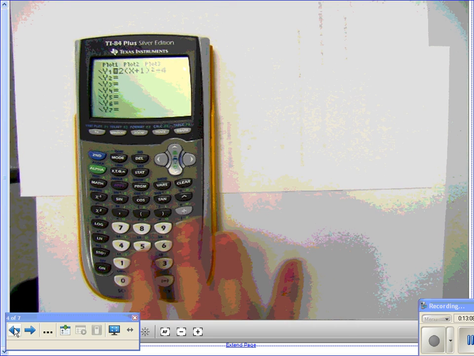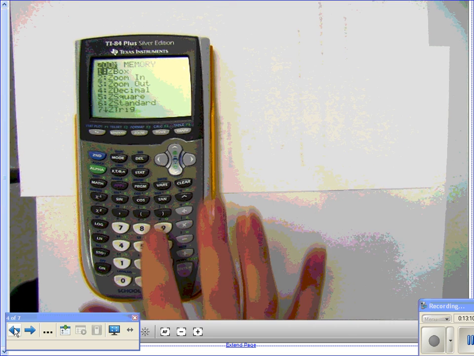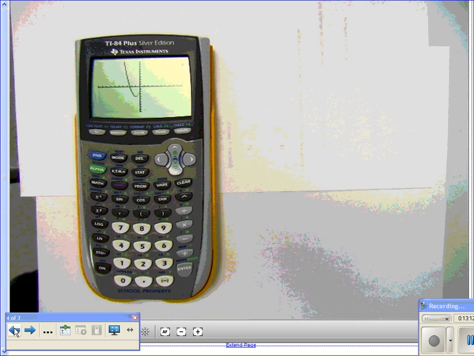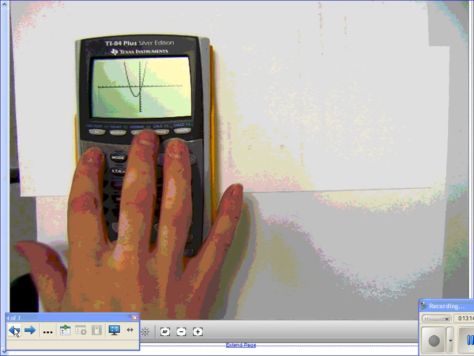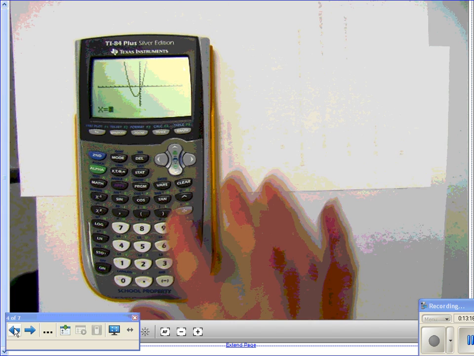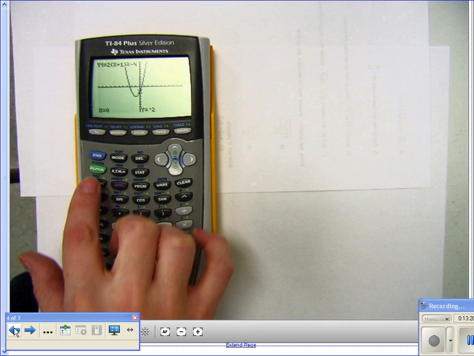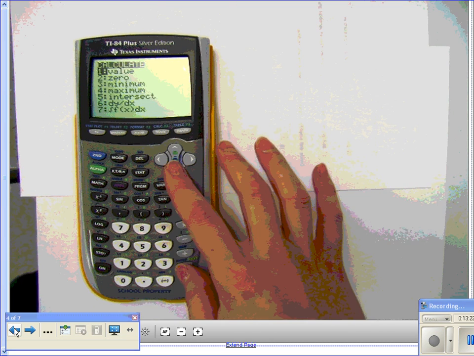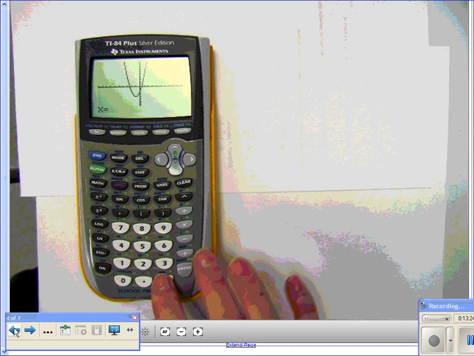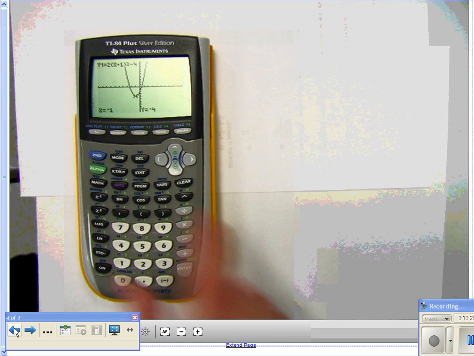Oops. So if I go to zoom 6 or just hit graph, because we already did zoom 6, I can check my values. So second trace value, if I do 0 for x, notice I get my y-intercept's -2, which is helpful. And if I do second trace again, I'm going to do my vertex and check. So -1, -4, notice it's the lowest point in our graph.